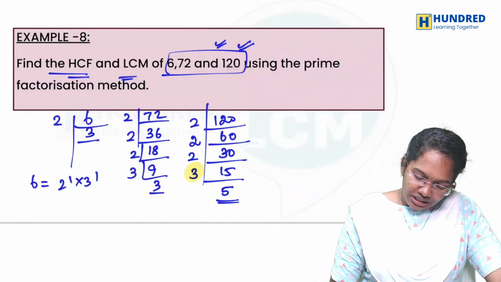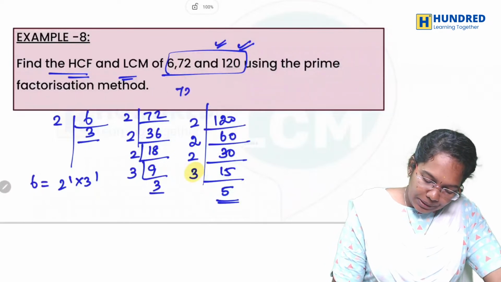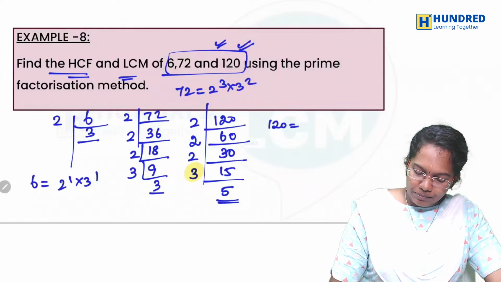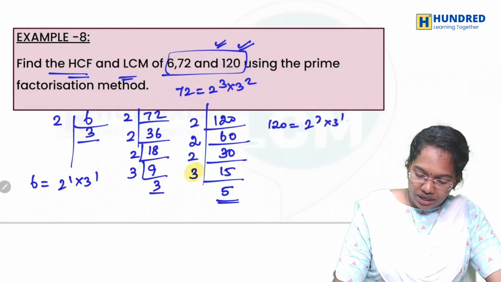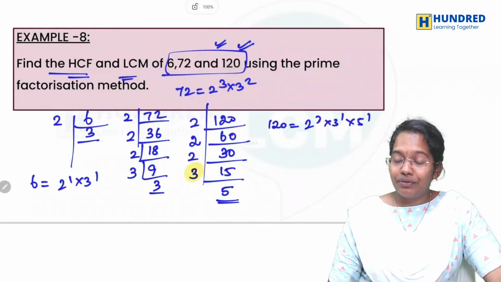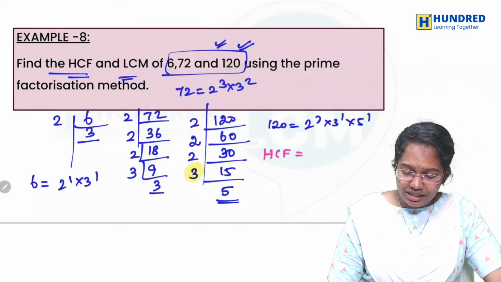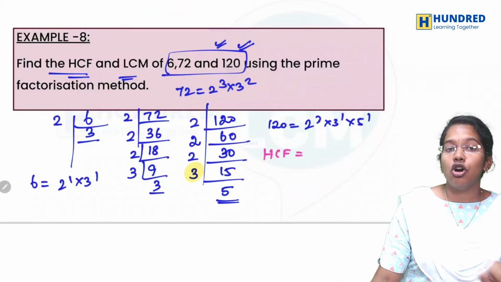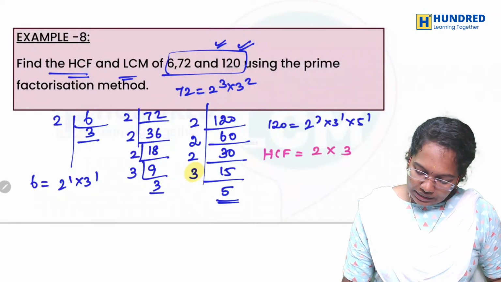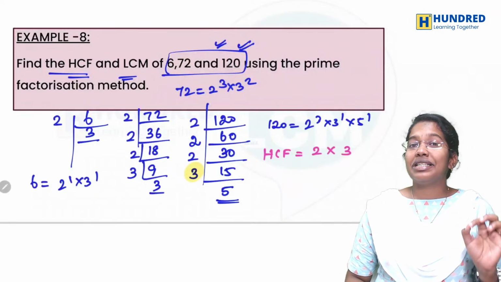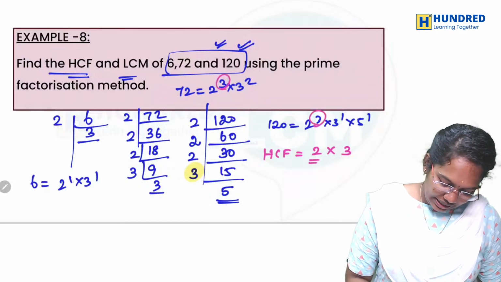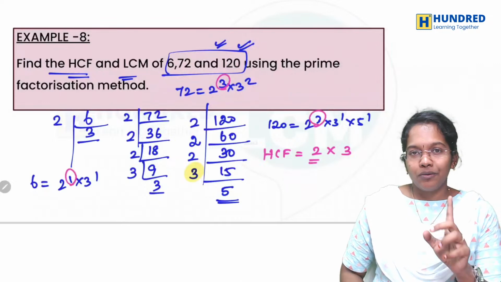So 72 can be expressed as 2 cube into 3 square, and 120 can be expressed as 2 cube into 3 power 1 into 5 power 1. From this, now you have to identify. To find the HCF, first we have to identify the common factors. Which are the common factors here? One is 2 and the other is 3. Now identify which is the least power for 2. Here it is 1, here it is 3, and here it is 3. Which is the least power? 1 is the least power.